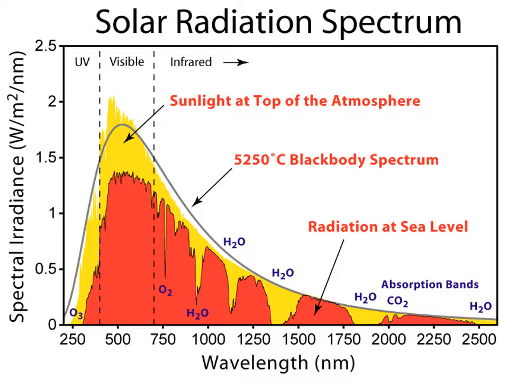Recall that the solar spectrum is absorbed and scattered by the Earth's atmosphere before it reaches the Earth's surface. Radiation at sea level has windows where light is transmitted in the visible and near infrared region, but it also has opaque bands due to ozone in the ultraviolet region and due to water and carbon dioxide in the near infrared region.